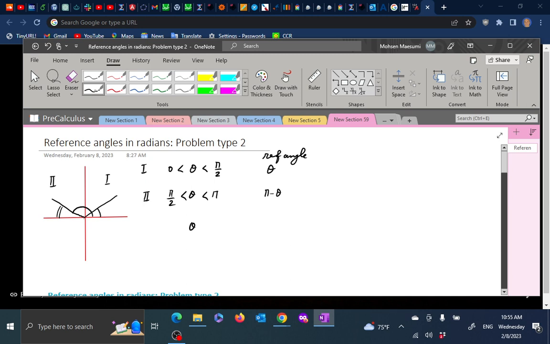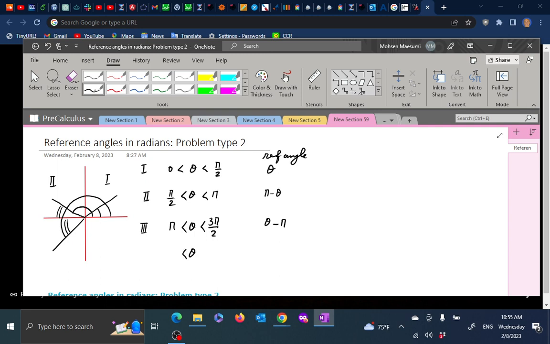Well, what if we are in the third quadrant? In the third quadrant, this is our reference angle. So if my theta is more than pi but we haven't reached 3 pi over 2, so I'm in quadrant 3, what is the extra angle? If we are going all the way here, I have to remove pi from that. So I take theta and subtract pi from it, and that gives me my reference angle.